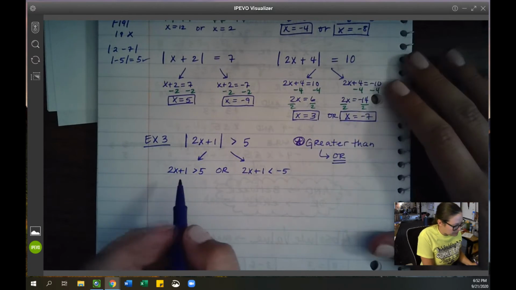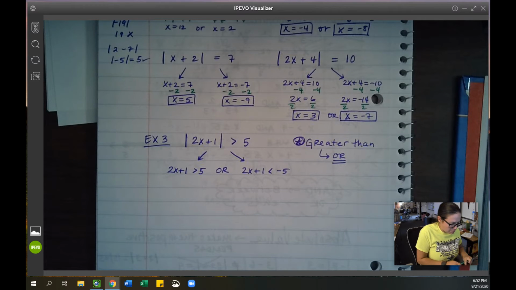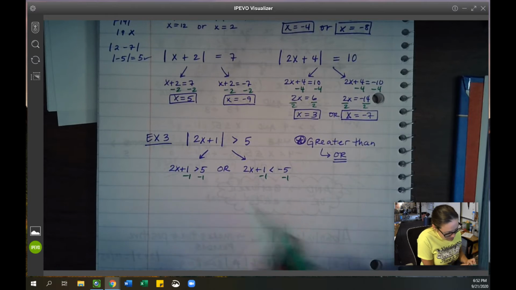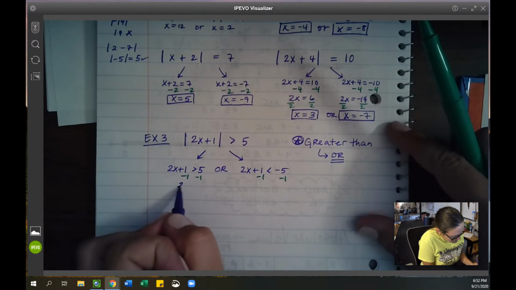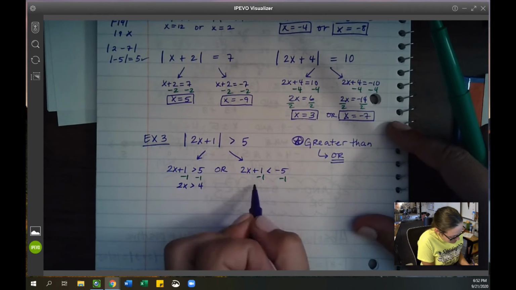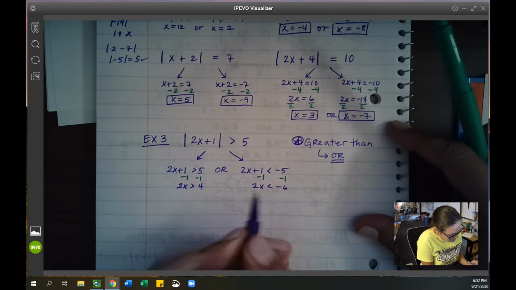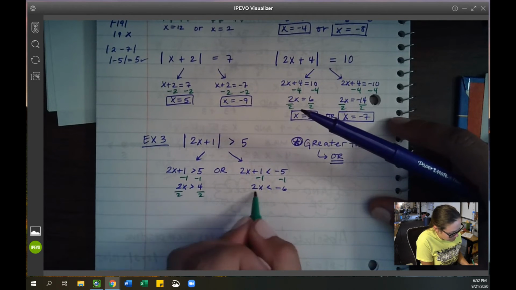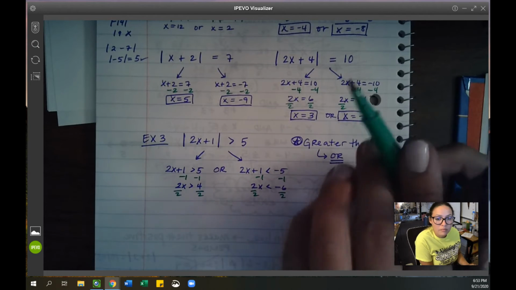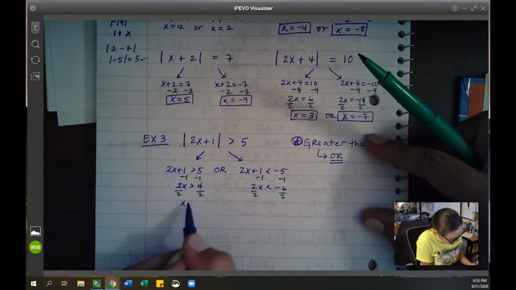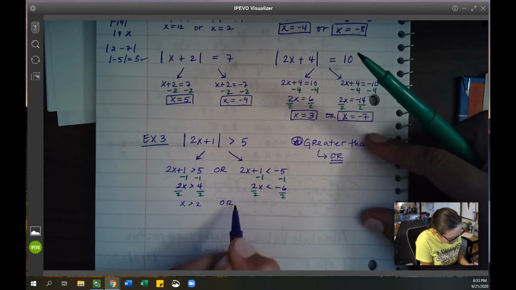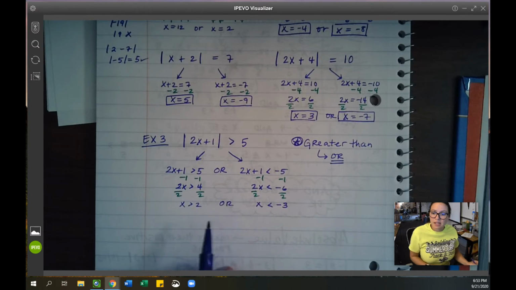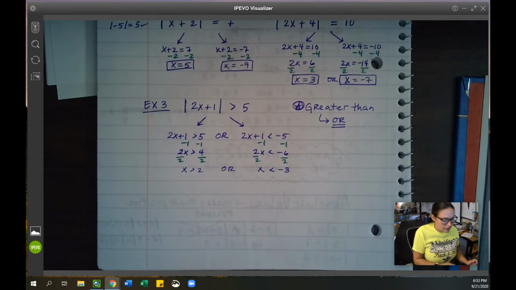Now, let's solve these. These are just simple 2-step inequalities. Subtract 1 from both sides. Divide by 2. We get x is greater than 2, or x is less than negative 3. This is coming back up from what we were doing at the beginning of the lesson.